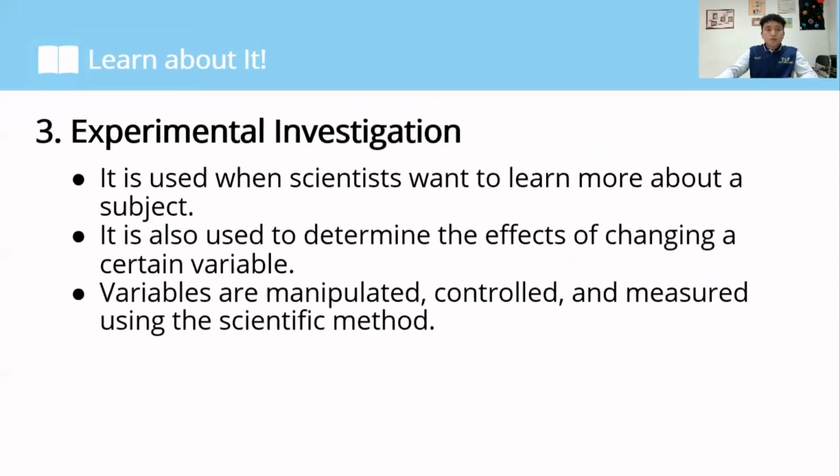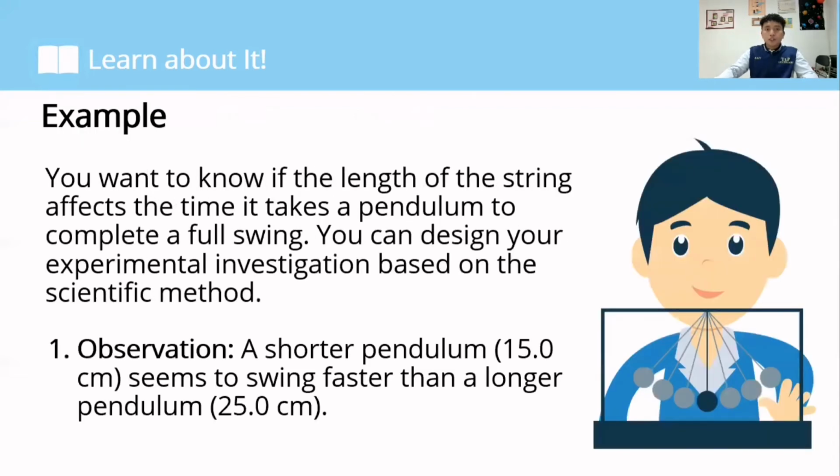Okay, that's the example. And then for number three, experimental investigation. When you say experimental investigation, this is used when scientists want to learn more about a subject. It is mostly used to determine the effects of changing a certain variable. Variables are manipulated, controlled, and measured using the scientific method, which we learned last meeting. Example, you want to know if the length of the string affects the time it takes a pendulum to complete a full swing. You can design your experimental investigation based on the scientific method.